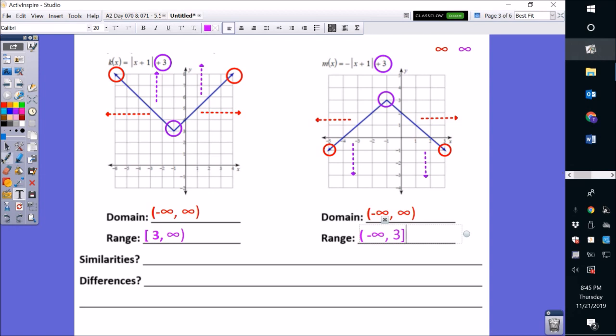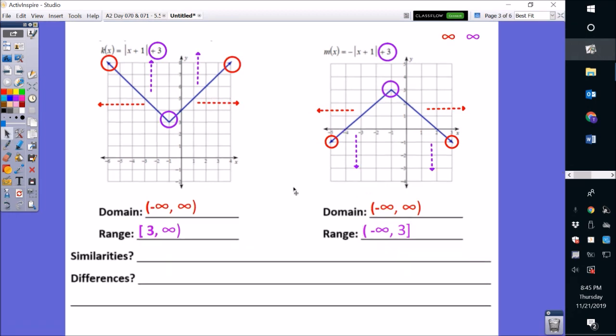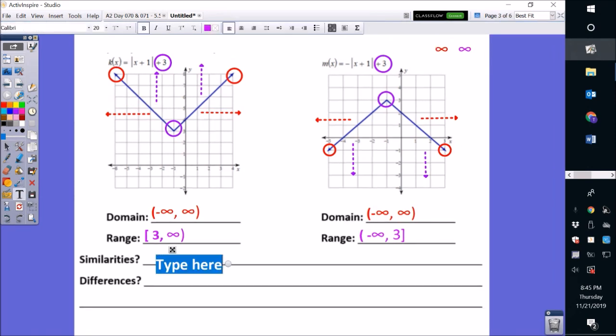So if we were to compare the two examples, again, the domain was the same, but the range was different. Here the range starts at 3 and ends with infinity, whereas the range on the right starts at negative infinity and ends at 3. So what were the similarities between these two examples? I would say that the domain for both were the same.